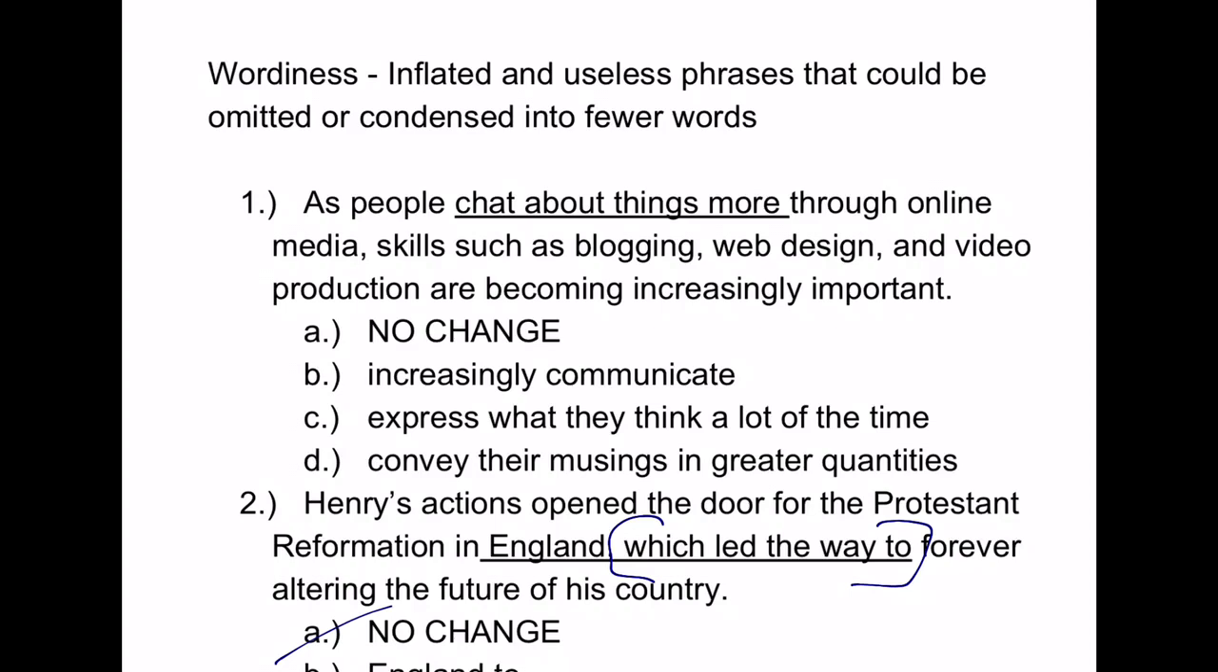Next up is wordiness, related to redundancy, in that in both of these concepts, shorter is considered better, taking out words that repeat or words that are unnecessary. In this case, we're looking at inflated and useless phrases that could be omitted or condensed into fewer words.